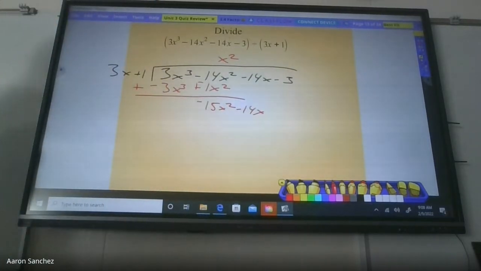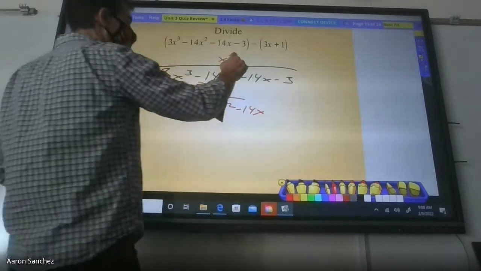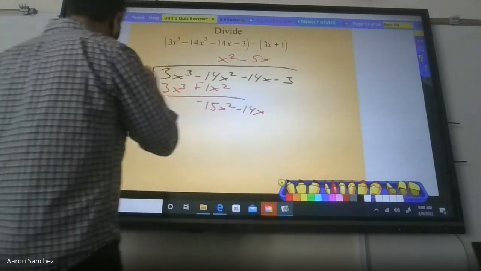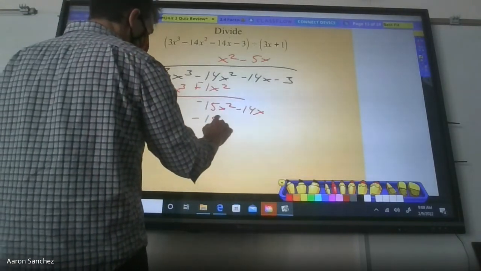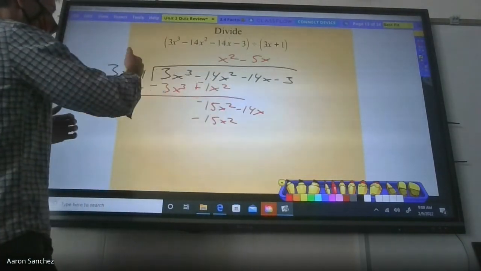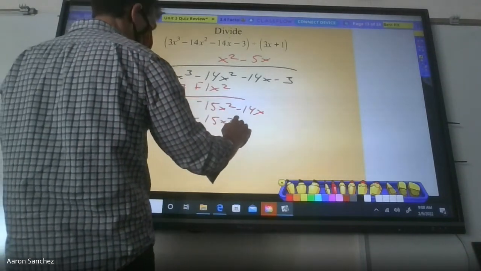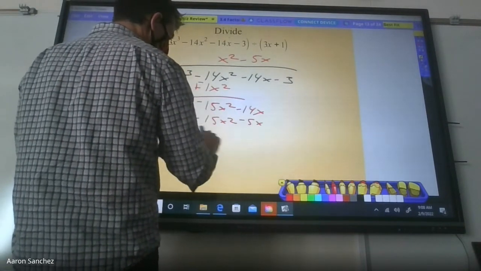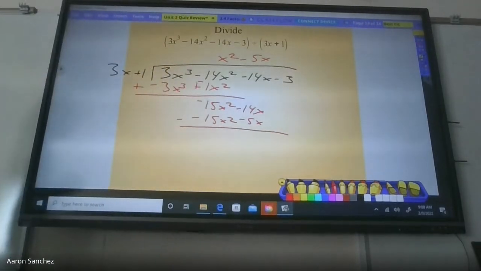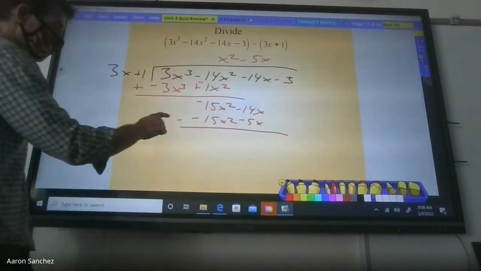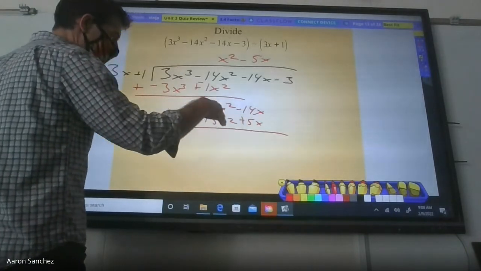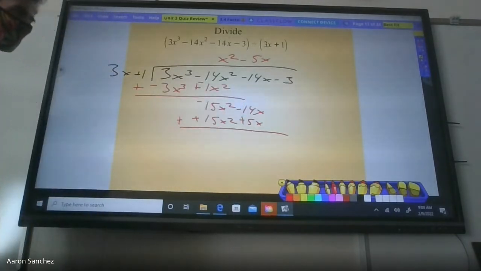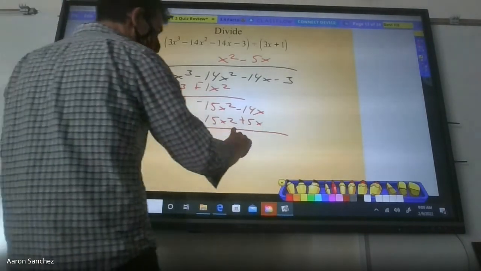And then 3 into 15, 5. Negative 5x? Yeah. And so we say negative 5x. So that'll be negative 15x squared. And negative 5 times negative 1 would be negative 5x. Subtract. Switch the sign. Plus, plus, plus. That's going to go away. So now I can see I'm really subtracting those. I get a negative 9x, right? Negative 9x.